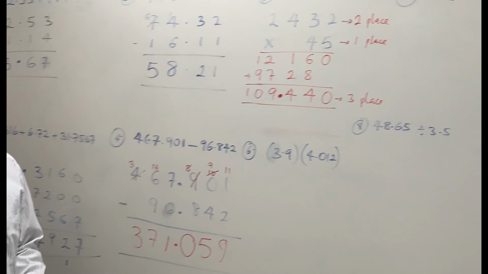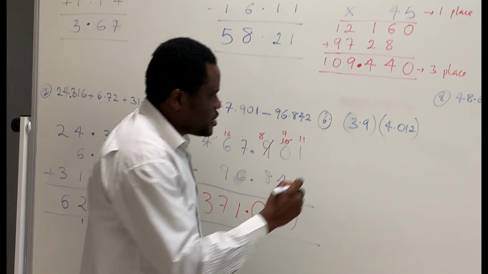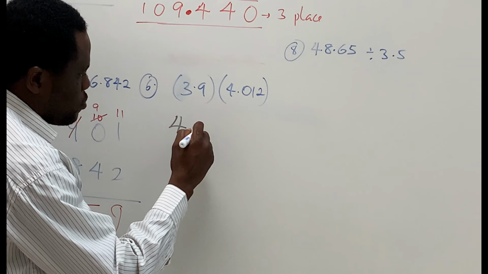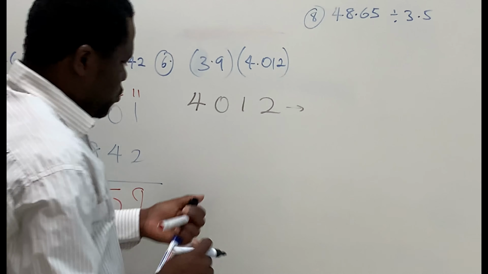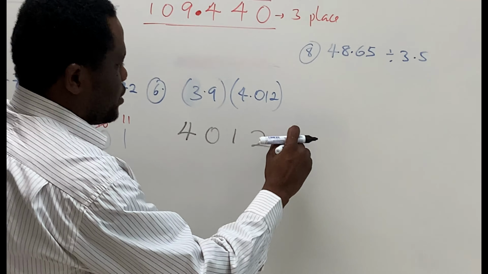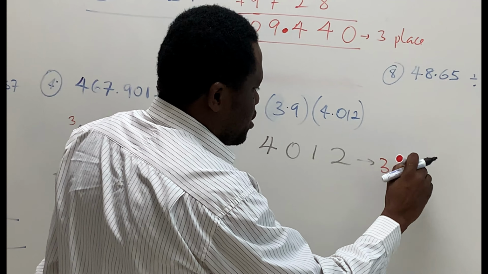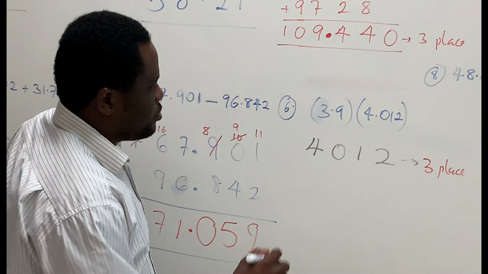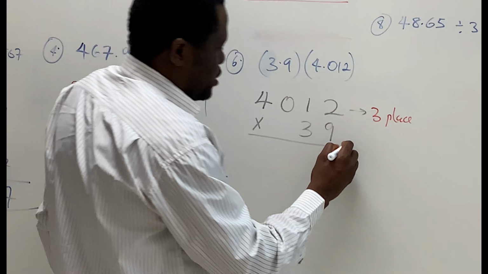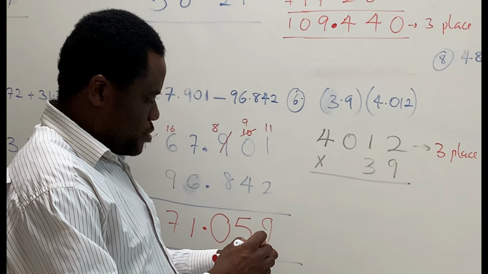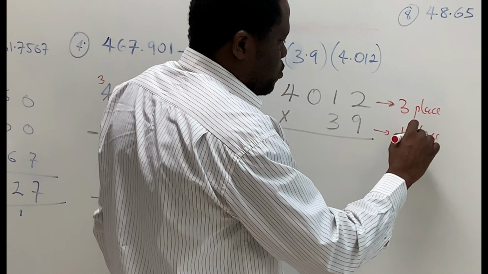The next question. This one is bigger, so let us write it up. It is 4, 0, 1, 2. This one is what? Which place? 3 place. This is 3 decimal places. The second one, 39, multiply. This one is what? 1 place, 1 decimal place.